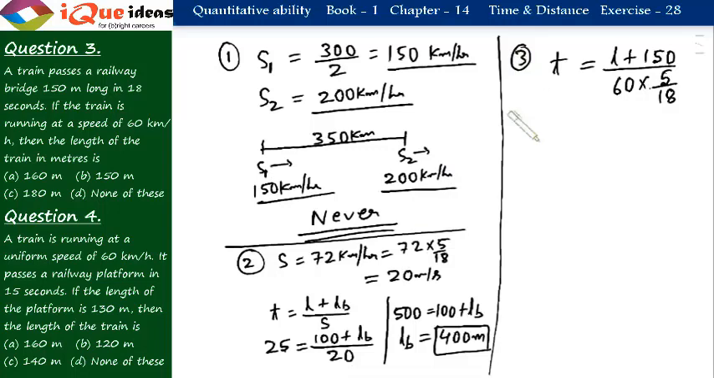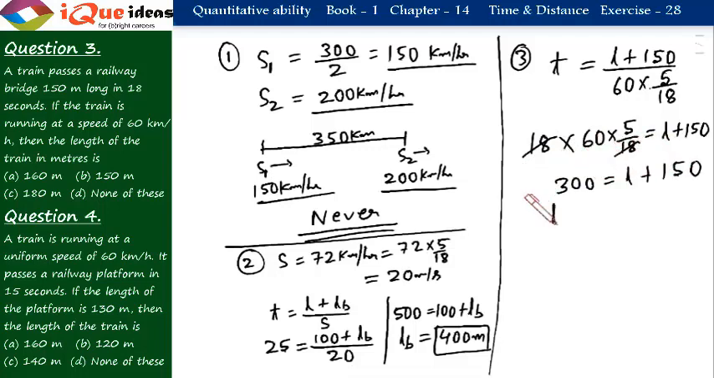Alright. And then T is given, time is given 18 seconds. So 18 is equal to L plus 150 divided by 60 into 5 by 18. Bringing it to the other side, 18 into 60 into 5 by 18 is equal to L plus 150. So 18 and 18 are cancelled. 6 into 5 is 300, equal to L plus 150. So length of the train is 300 minus 150, that is 150 meters. Alright. So it is 150 meters, that is the length of the train.